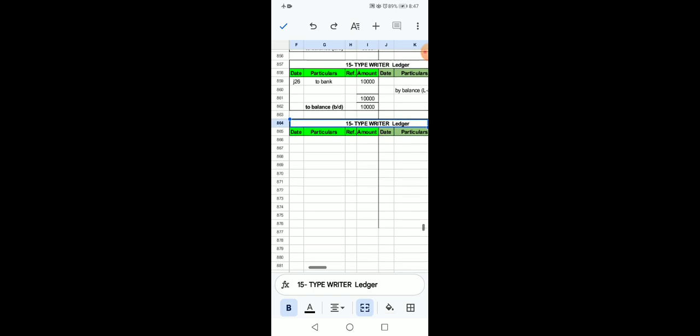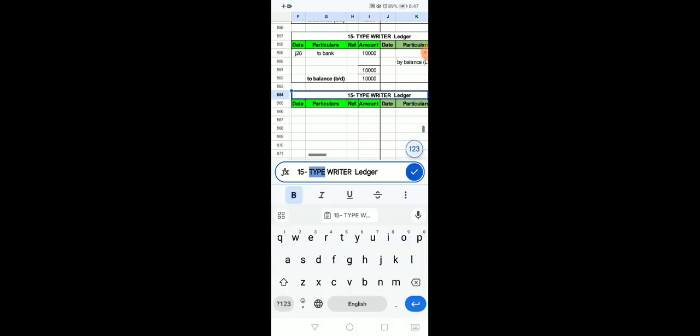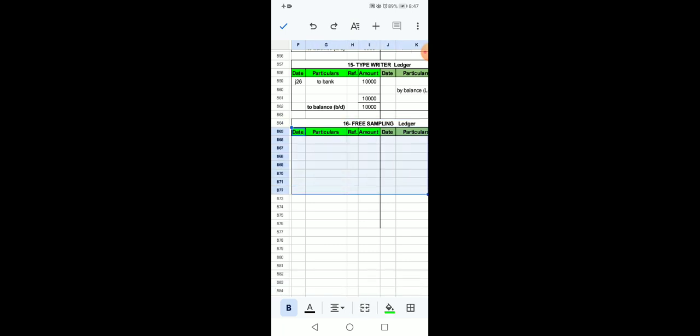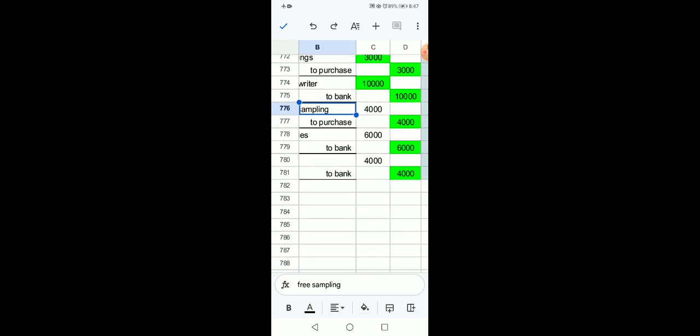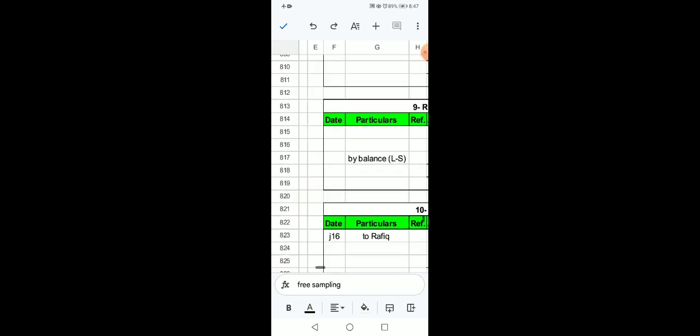Next ledger we are making is for free sampling. All right, so we are just going to change the name. Instead of typewriter we are making free sampling. Ledger number would be changed, 16th ledger it is. Remaining all headings you can see are similar. Go to journal entries, take free sampling, it is debited by 4000.